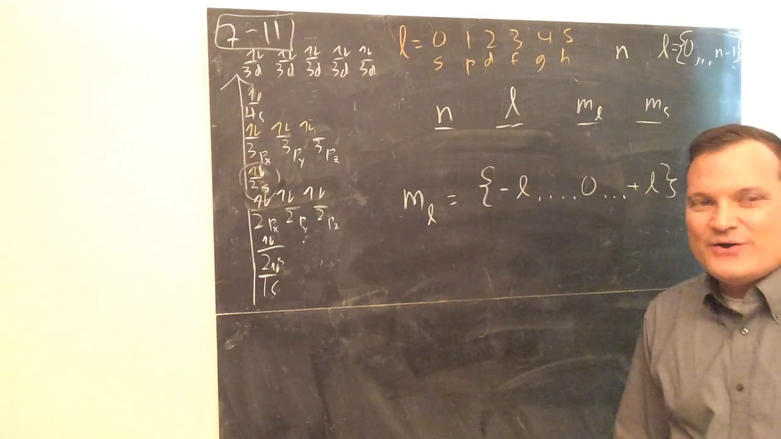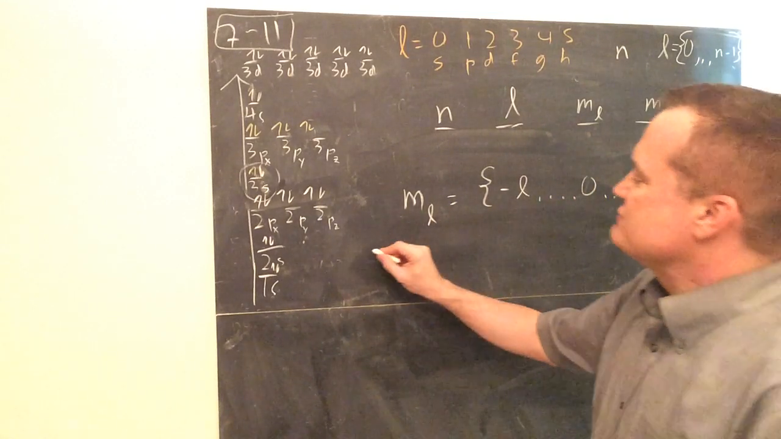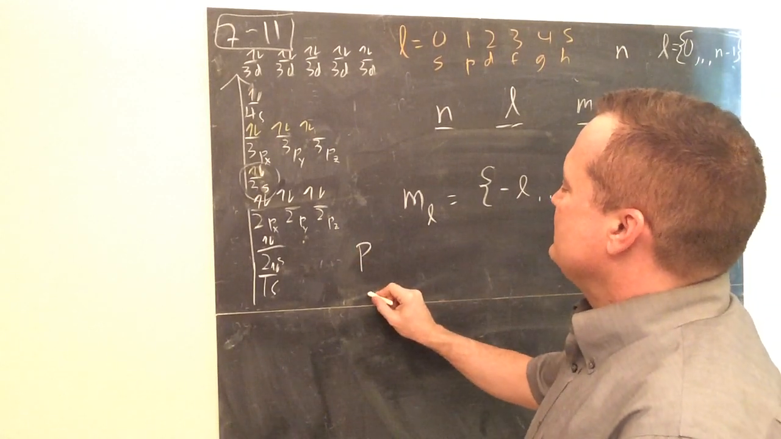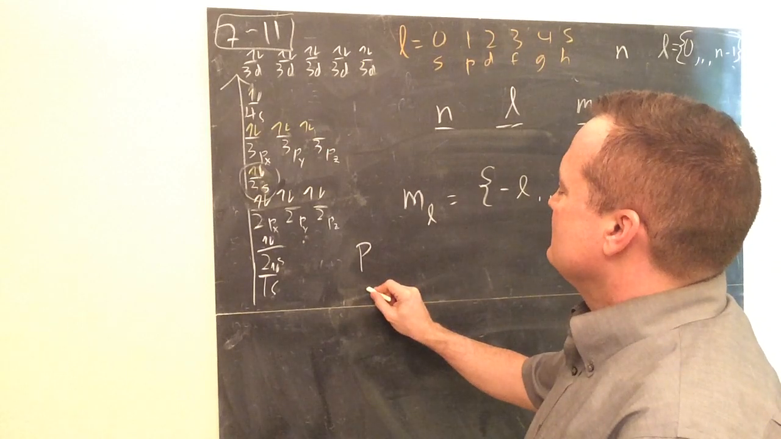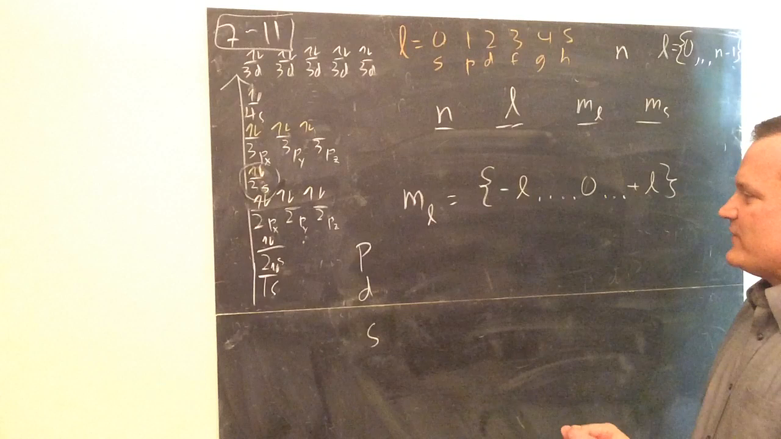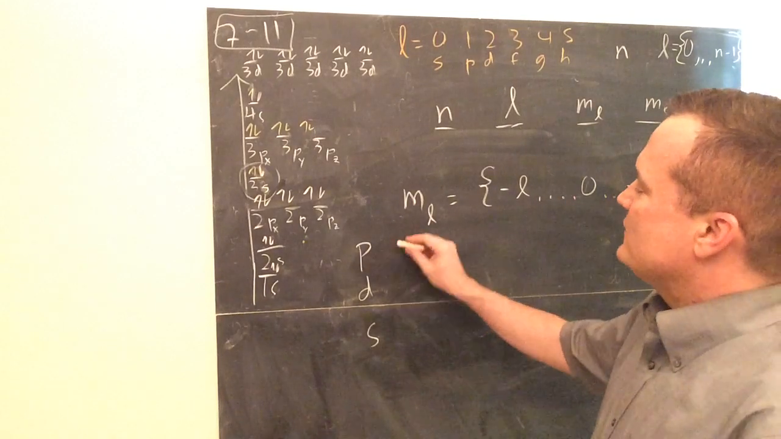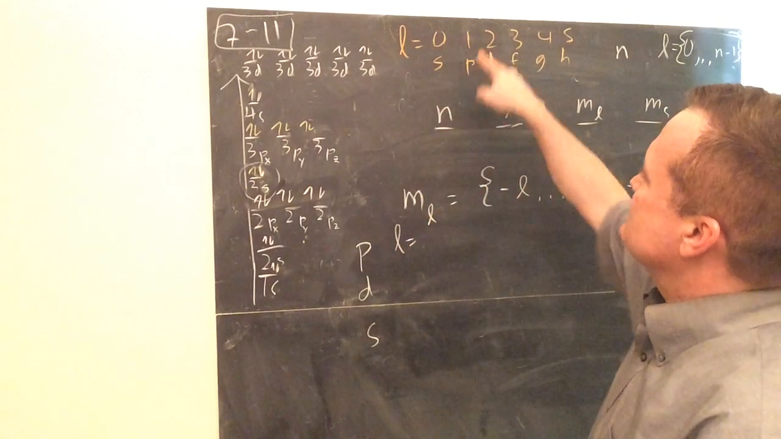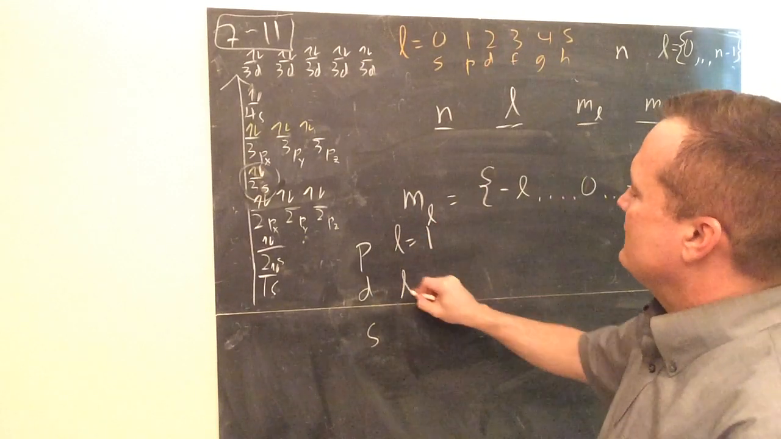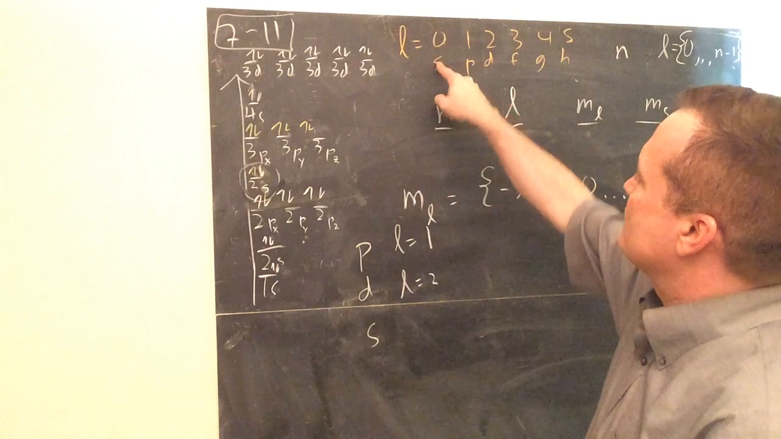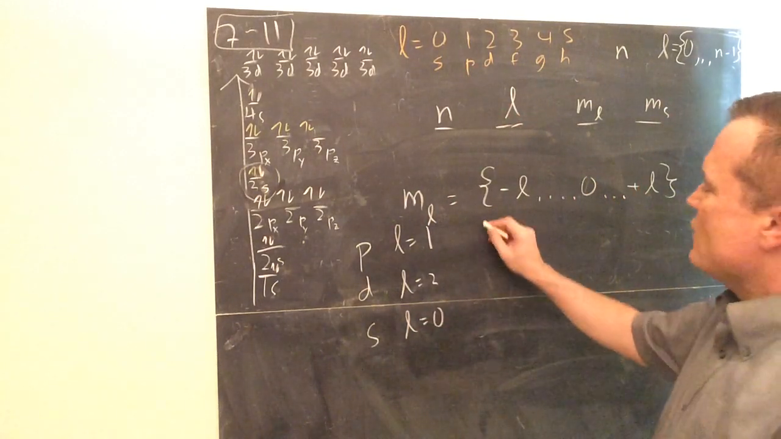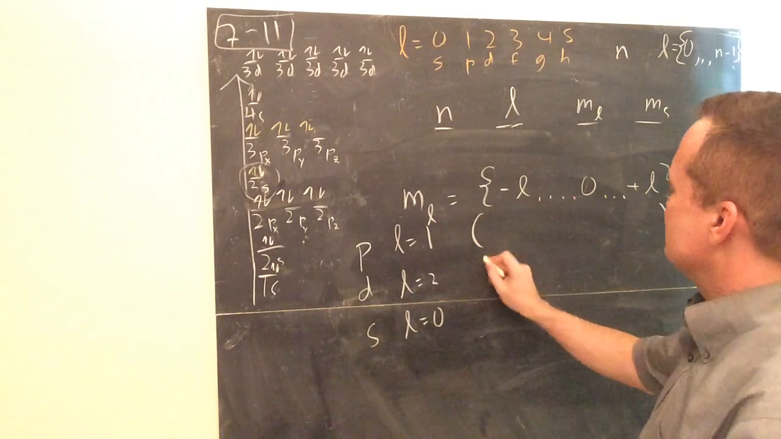So what this tells us is, let's do a p orbital, then a d, and I'll do an s. For a p orbital, L equals 1. For a d orbital, L equals 2. For an s orbital, L equals 0. Now, what are the possible values?